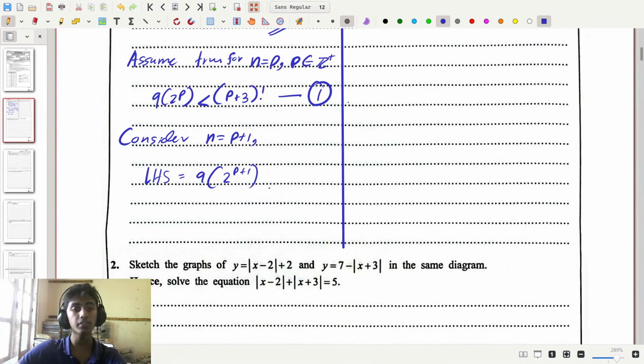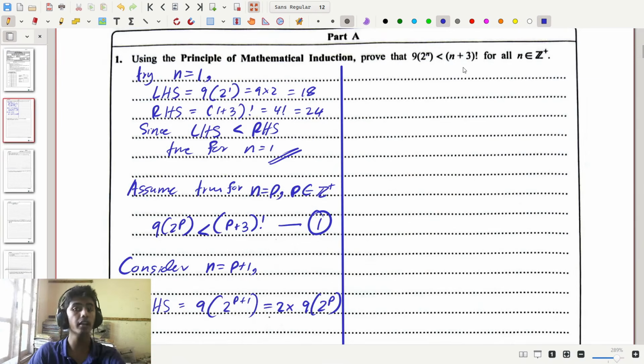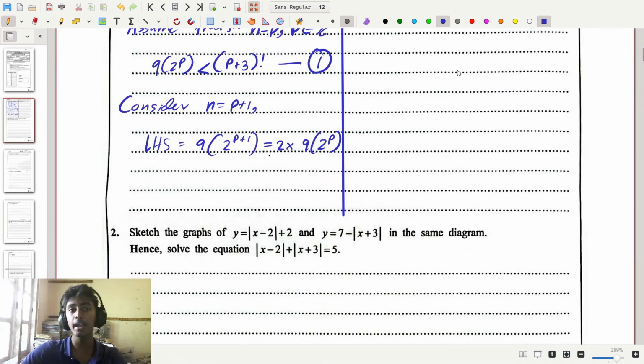Now I'm going to do a little clever thing here. I'm going to take this 2 to the power of p plus 1 and split it into 2 to the power of p times 2 to the power of 1, which is 2 times 2 to the power of p. The reason I'm doing that is because we can relate this 9 times 2 to the power of p to the bit here, and the 2 will remain separate. So this is 2 times 9 times 2 to the power of p. Now similarly, consider the RHS, which is (n plus 3) factorial when n is p plus 1.